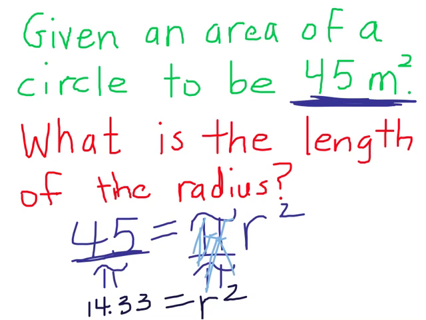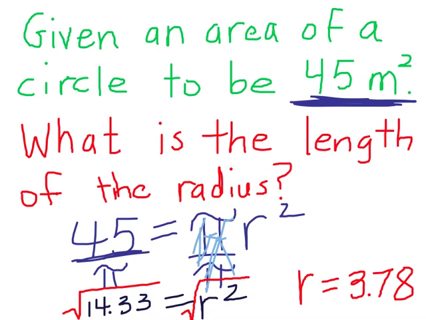14.33. Last step to get r alone. You square root both sides, and r equals 3.78. Done.